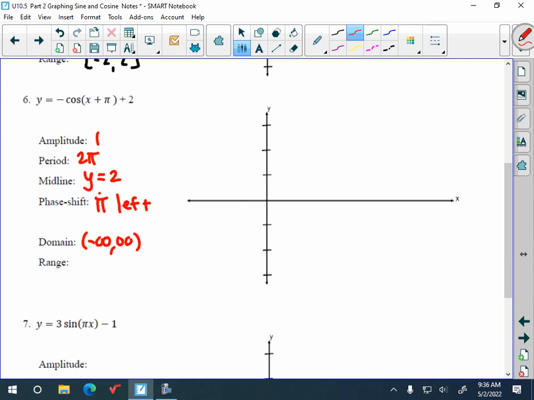All right, so let's go 4 tick marks. 1, 2, 3, 4. All right, our period is 2 pi. We'll cut it in half. That's pi. Cut that in half. Pi over 2. Multiply by 3. 3 pi over 2.